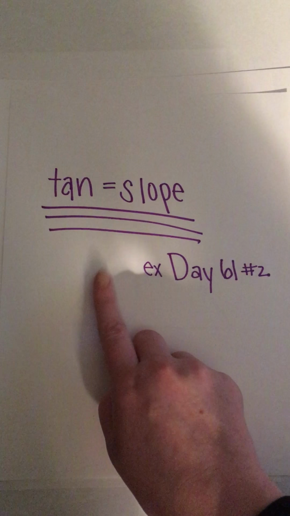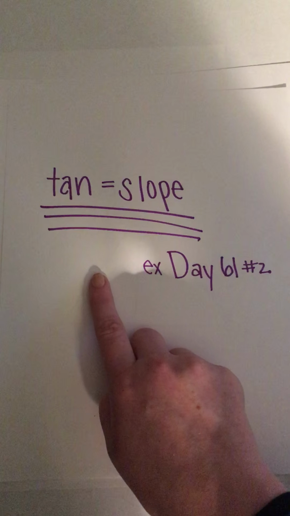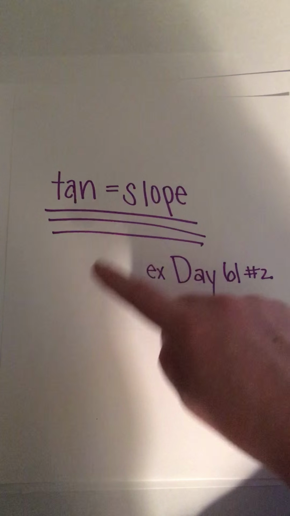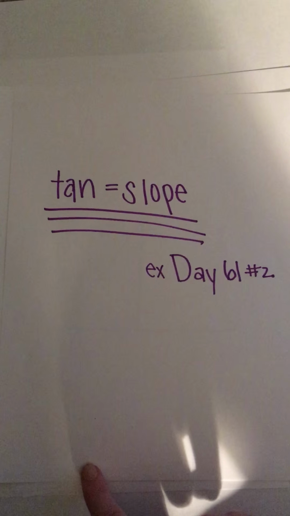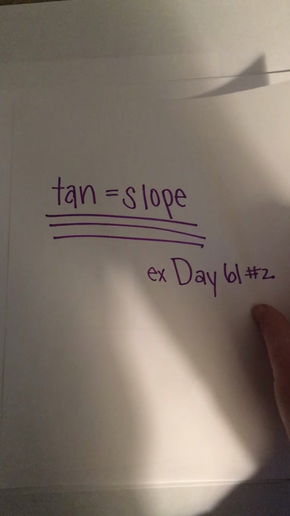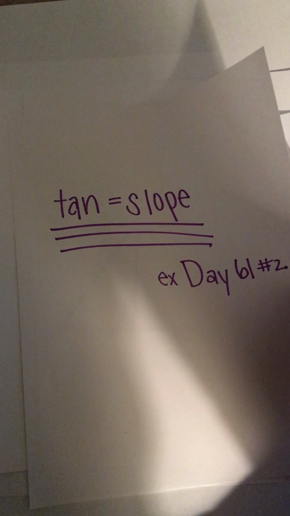Because tangent is the same as slope, you can solve for the slope of the line by dropping in an altitude, as I showed in the examples before. So tangent is the same thing as the slope.